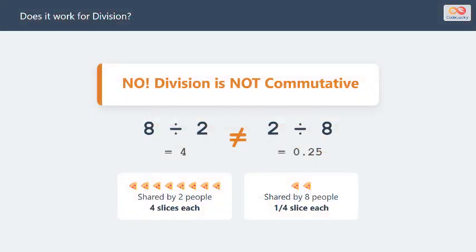Division is also not commutative. 8 divided by 2 equals 4. However, 2 divided by 8 equals 0.25 or 1/4. Think about pizza. Sharing 8 pizzas between 2 people is a feast. Sharing 2 pizzas between 8 people is a light snack. The order definitely matters here.